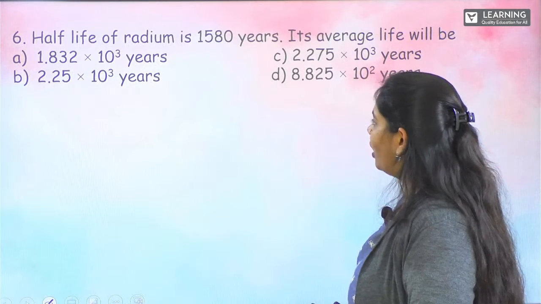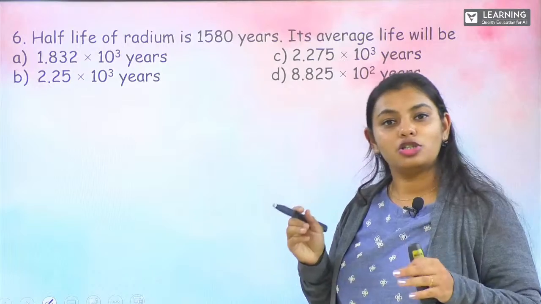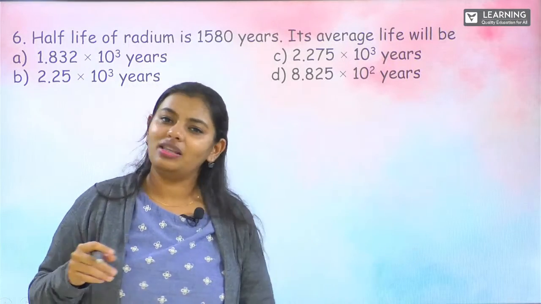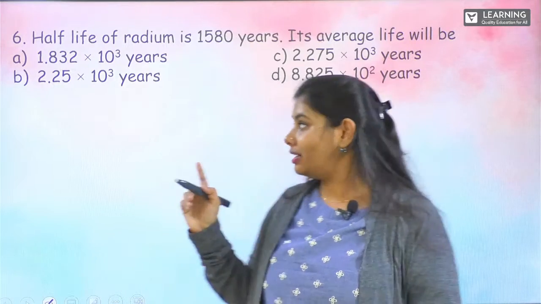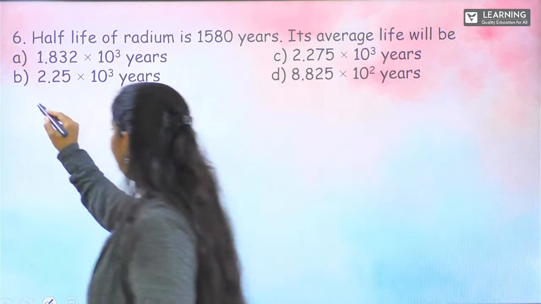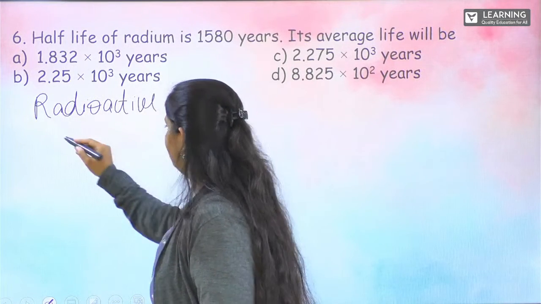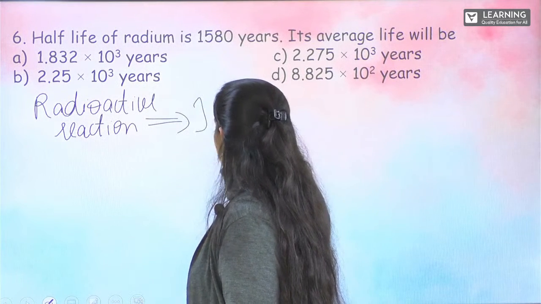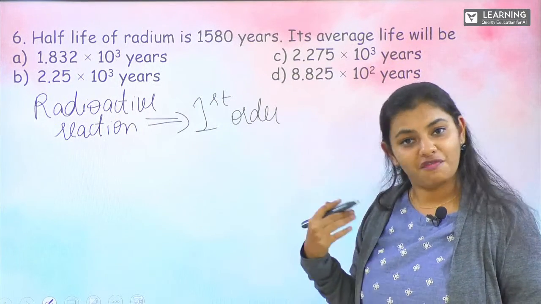Half-life of radium is 1580 years. Its average life will be? So they've asked us to find out the average life. They have told us the half-life of radium is so many years. First thing we have to see, this is a radioactive element, a radioactive reaction which is happening. In any radioactive reaction, it's going to be first order. Radioactive reaction is going to be a first order reaction.